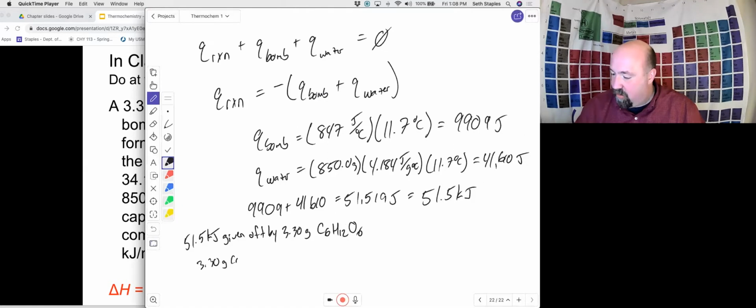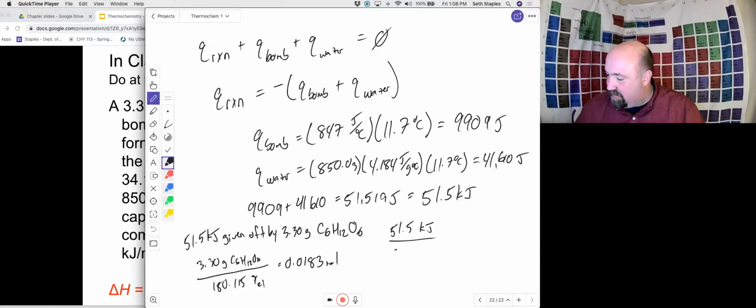So 3.30 grams divided by our molar mass, 180.15, means that we have 0.0183 moles. So we're going to take our 51.5 kilojoules, divide that by 0.0183 moles, which then ultimately gave us our final answer of negative 2814 kilojoules.